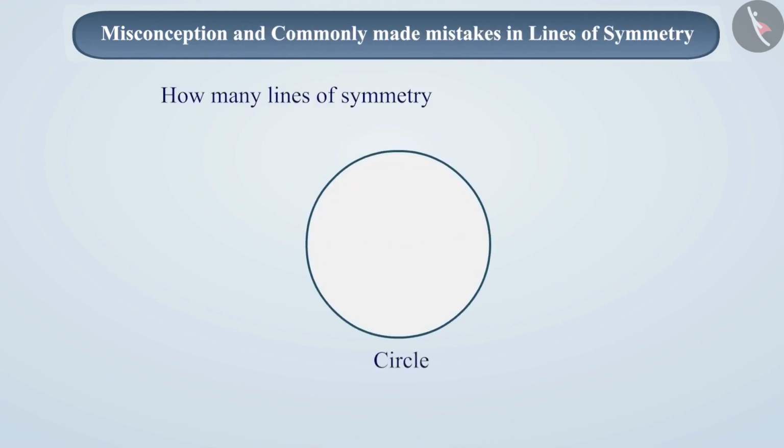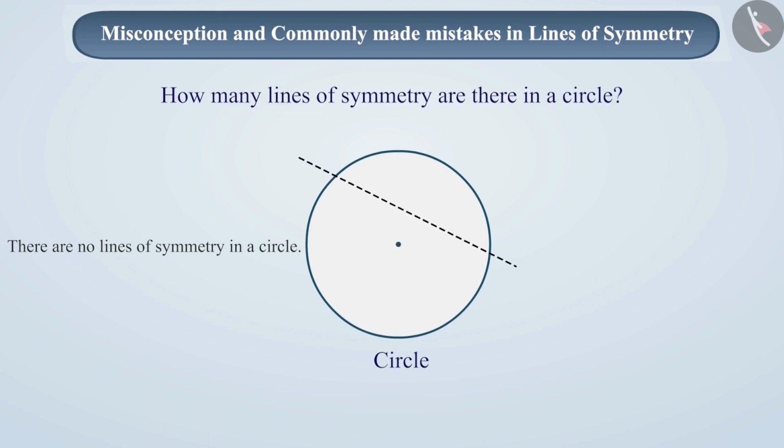Let's discuss some commonly made mistakes in lines of symmetry. If we ask the students about the number of lines of symmetry in a circle, then, without using the knowledge of lines of symmetry, they say that a circle has no lines of symmetry. Some students draw lines which don't pass through the center, and hence, the two divided parts don't cover each other properly. Hence, they conclude that there are no lines of symmetry in a circle. But this is a wrong understanding.